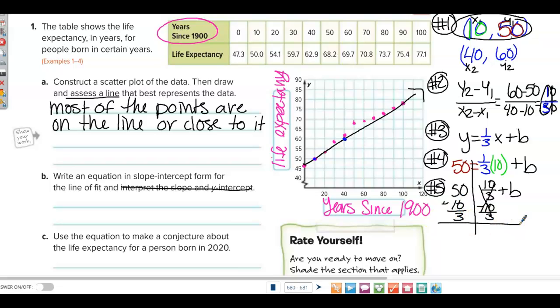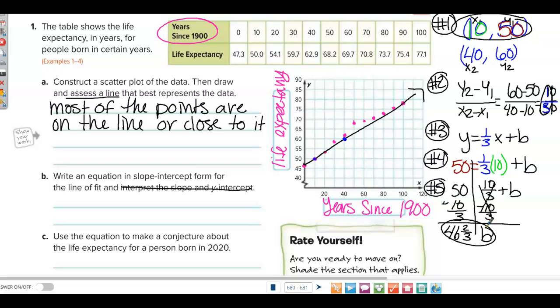So then when I take 50 minus 10/3, I get 58. Oops, sorry. Having calculator issues. I get b on this side, and then 50 minus 10/3 is 46 2/3. So that's what you get for b.